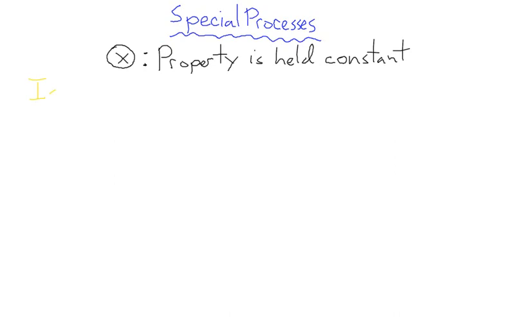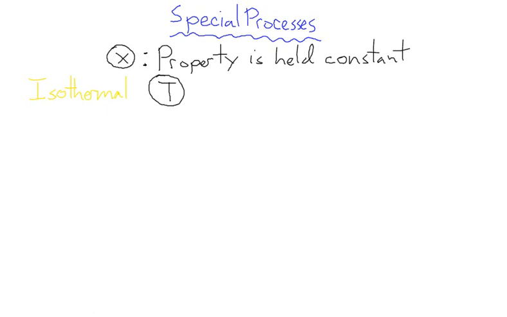In a special process, we use the symbol of circling the property. We mean that we hold that property constant. So if you see a variable that has a circle around it, it means that that property is held constant throughout the entire process. The first special process we'll talk about is isothermal.